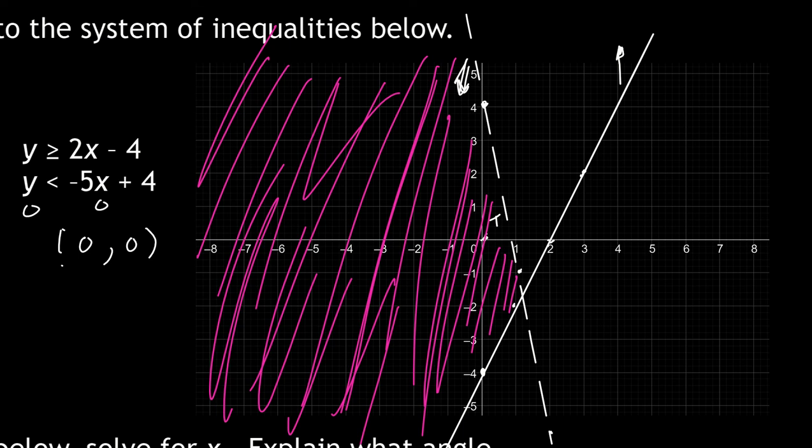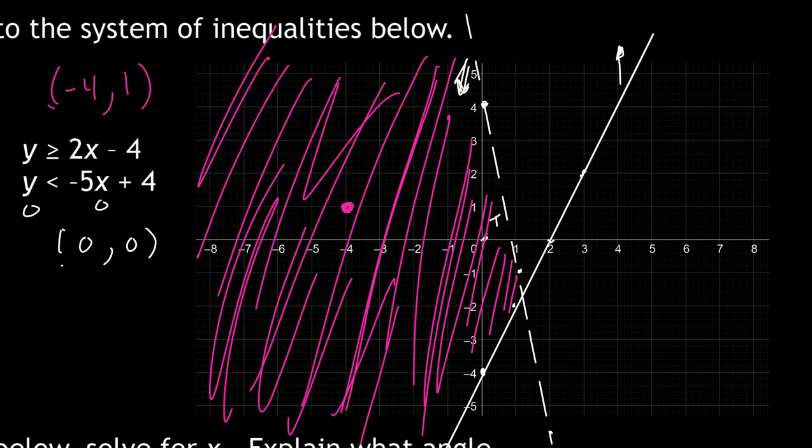Meaning, let's just be real clear. If I was to pick a particular point like this one right here, if I picked x as negative 4, y as 1, it would make both of those true simultaneously. If I put that in, 2 times negative 4 is negative 8, and negative 8 minus 4 is negative 12. And guess what? 1 is greater than negative 12, so it works there. If I put negative 4 into the second equation, that's a positive 20 plus 4, which would be 24. 1 is less than 24 is also true. So all of those will work.